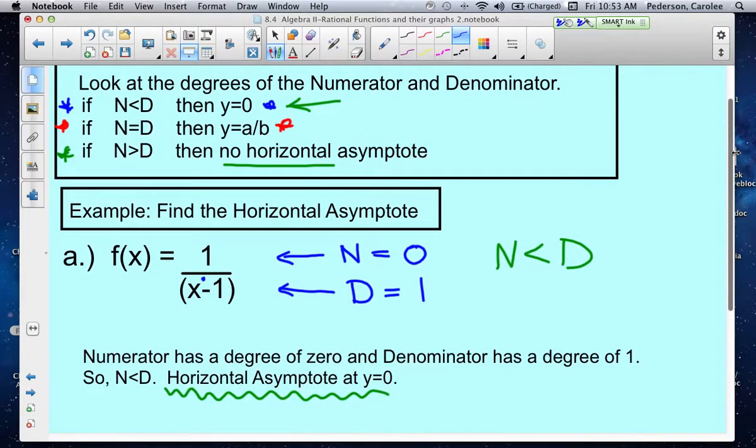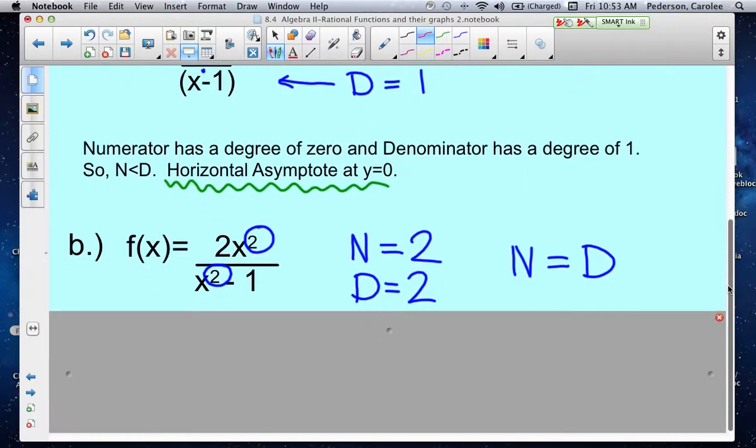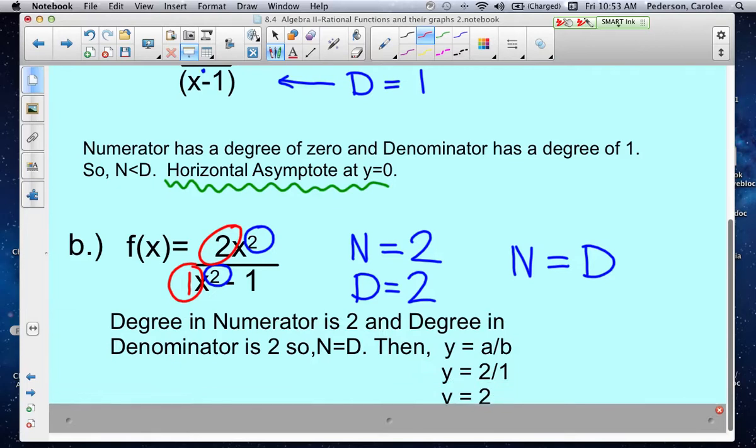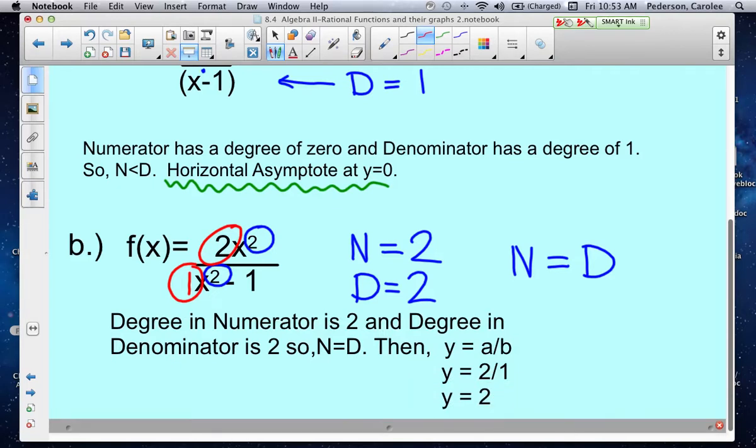The chart says in the red that if we have the degree of the numerator equaling the degree of the denominator, then we divide by their leading coefficients. The coefficient of the numerator is 2. The coefficient of the denominator is 1. So what we do is we divide 2 by 1. Our answer then is 2 over 1, so y equals 2. I'll give you a little bit of time to finish writing that out.